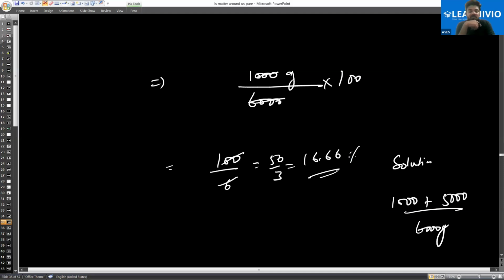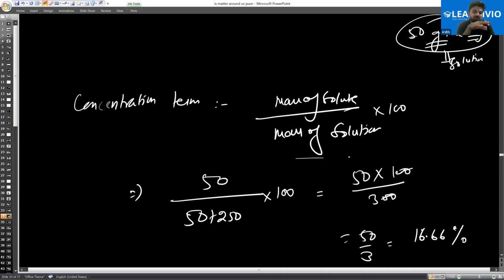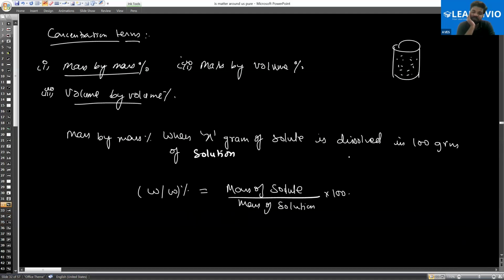There also, if the concentration of the glass is more, then it will be more sweet. If the concentration or percentage of the bucket is more, then it will have more sweet taste. Okay. So this is where the concentration term comes into play. There are three types of concentration terms: mass by mass percentage, mass by volume percentage, and volume by volume percentage. So please note it down.